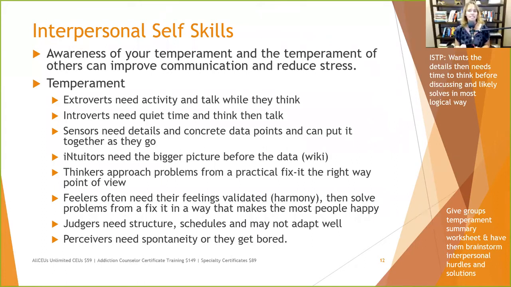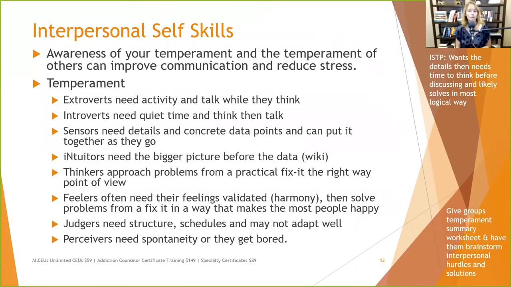Sensors need details and concrete data points and can put it together as they go, whereas intuitors need the bigger picture. And again, it irritates him because he can watch a movie, he can just pick something on Netflix and start watching it, and he's good with it. I have to find the wiki and read it. I have to know what the movie's about before I start watching it, or I don't know what I'm looking for, and it makes no sense to me. And he doesn't really quite get why I'm wired that way, but he's given up. As long as I don't give away any of the spoilers, we're good. But it's important for people to understand each other's little idiosyncrasies.